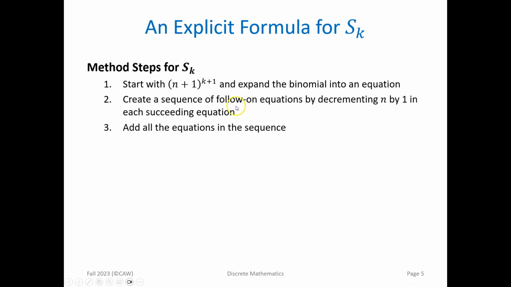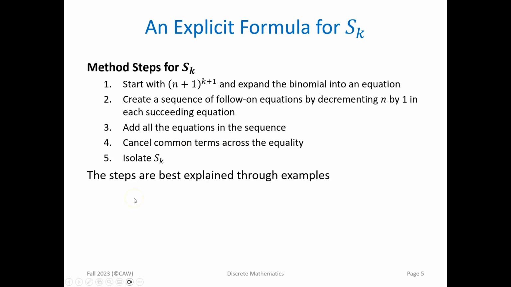So the sequence came from step 2. Now we're going to add the equations to create one equation. And step 4 is to cancel common terms across the equality. And after we have done that, then we'll isolate S sub k. And we'll find that we have an explicit formula. And as I already mentioned, these steps are going to be best explained through examples.